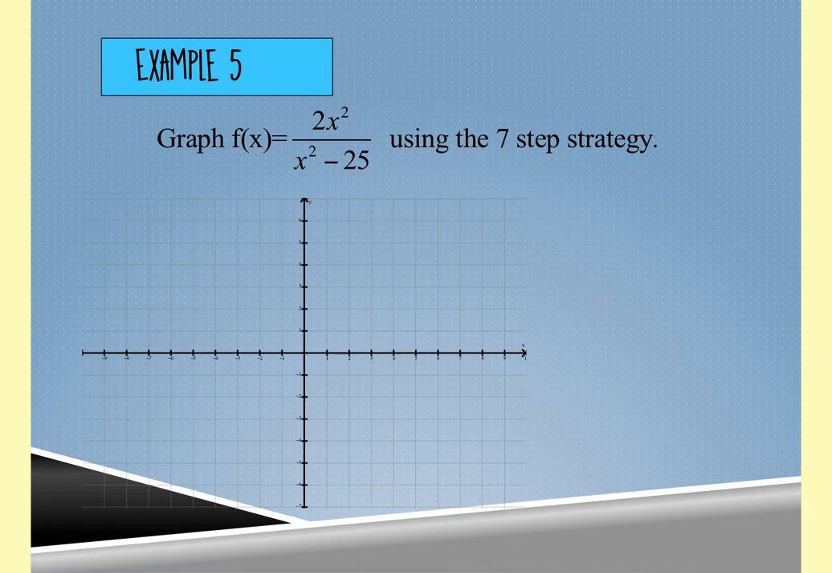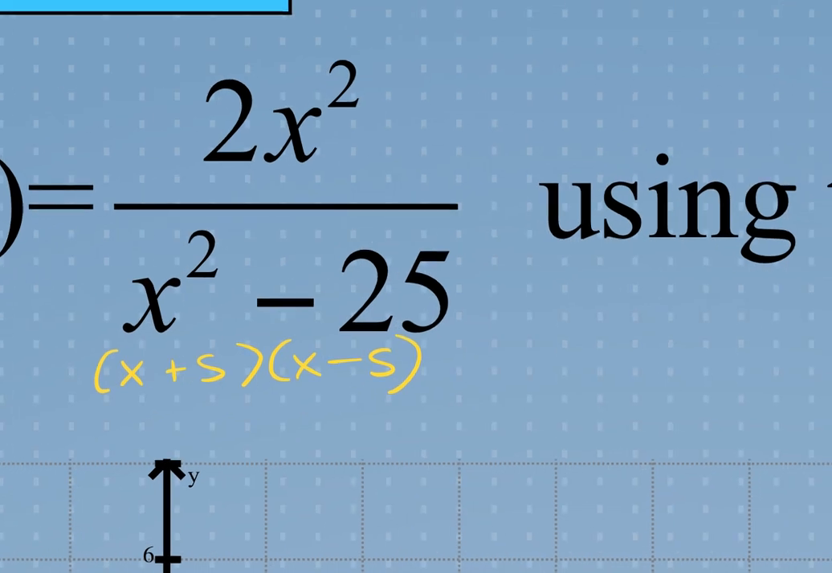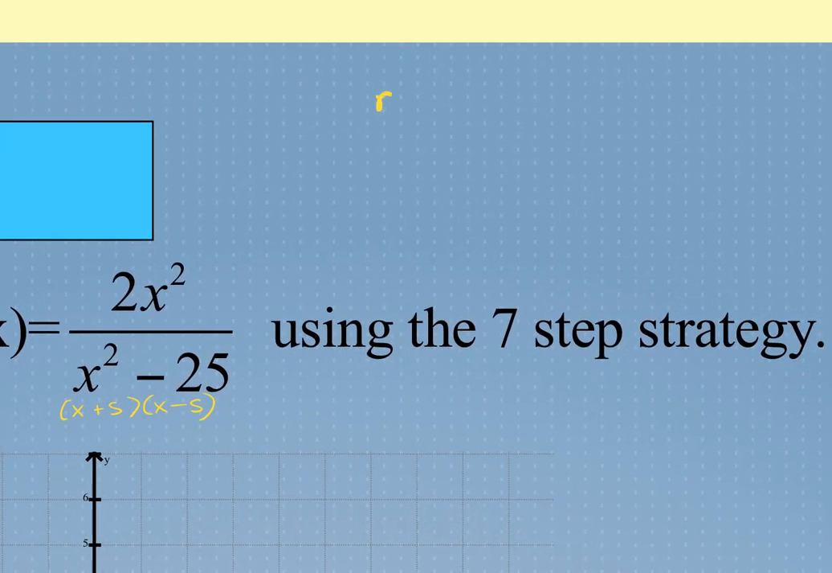Step 1. Factor. Can the top be factored? No. Can the bottom be factored? Yes. x plus 5, x minus 5. Can anything be canceled out? No. So, no holes again. We'll get there eventually. But not yet.